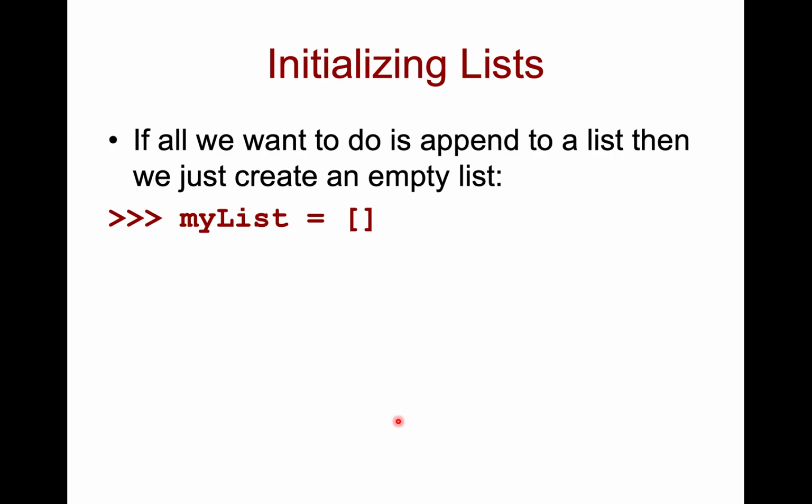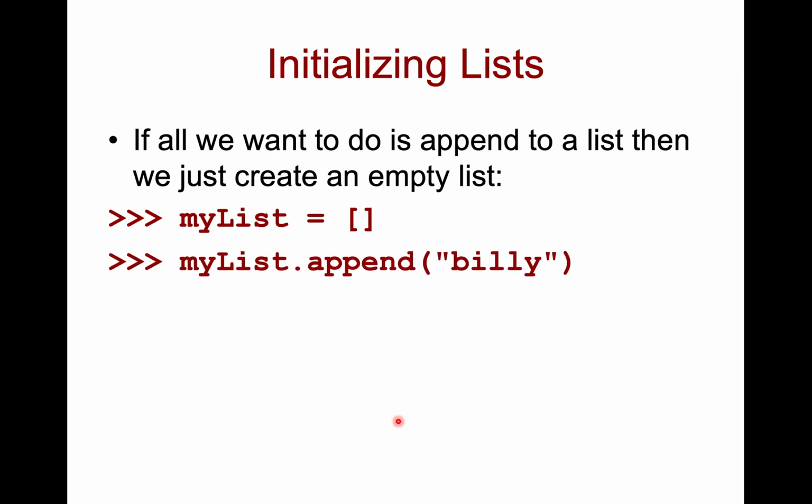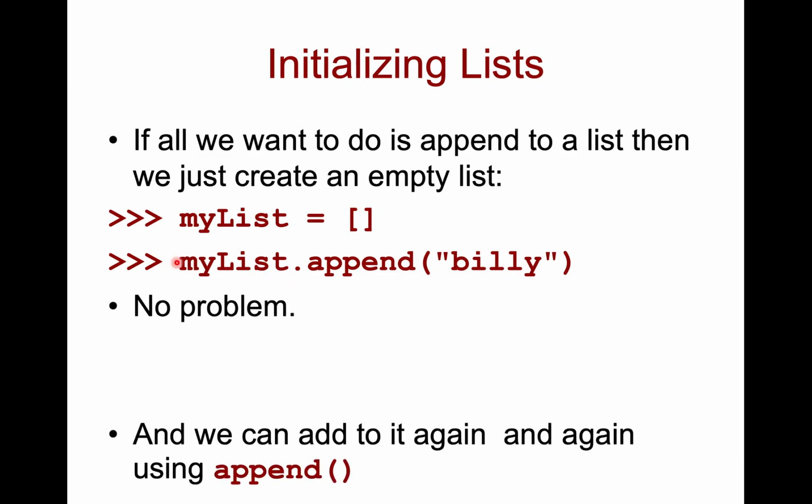If you just want to be appending from the very beginning with your list, in other words, you don't have a pre-existing value in the list, then you can create an empty list and append to the empty list. That will work. So this first line right here, mylist equals square brackets, creates an empty list called mylist, and we can now append things, in this case Billy, to mylist, and Python will be happy.